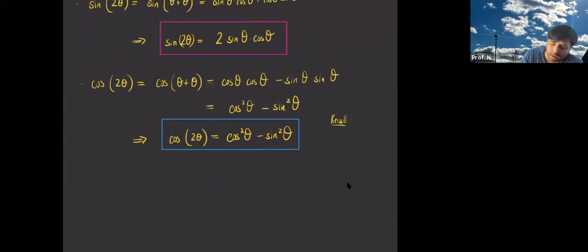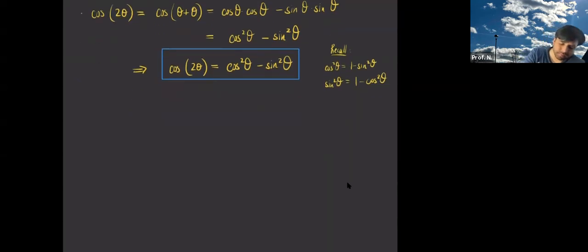What do I have to recall again? I have to recall that cosine squared theta is equal to 1 minus sine squared theta. I have to recall that sine squared theta equals 1 minus cosine squared theta. So actually, there's 3 versions for this one. One version is if I replace cosine squared theta with 1 minus sine squared theta. And the other version is if I replace sine squared theta with 1 minus cosine squared theta.